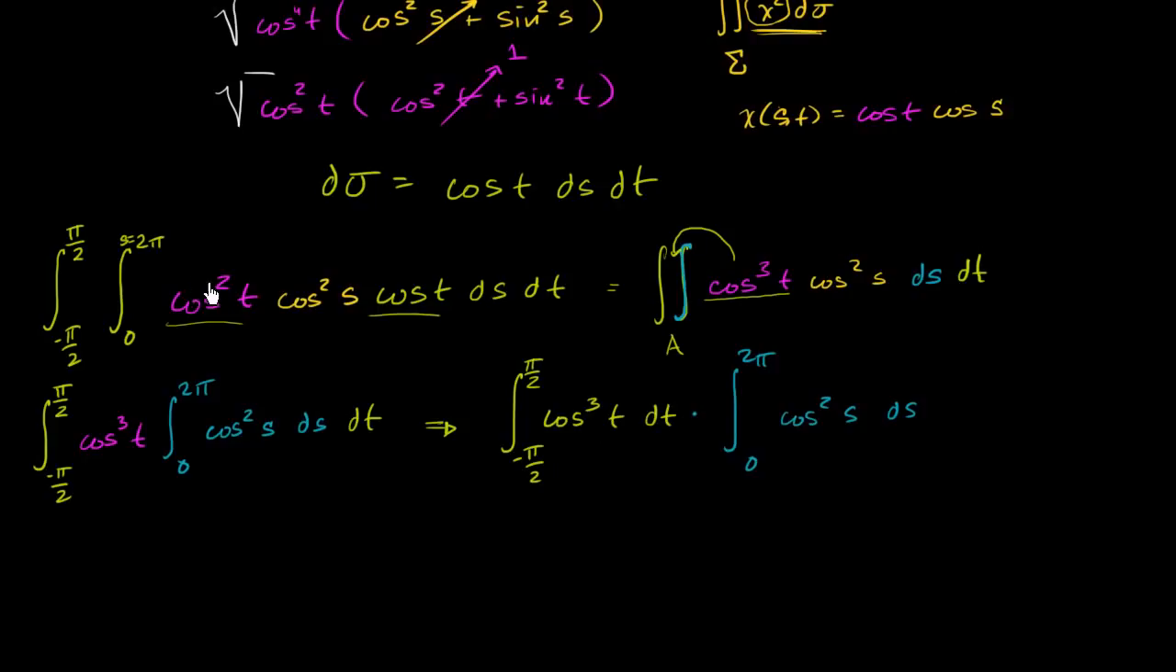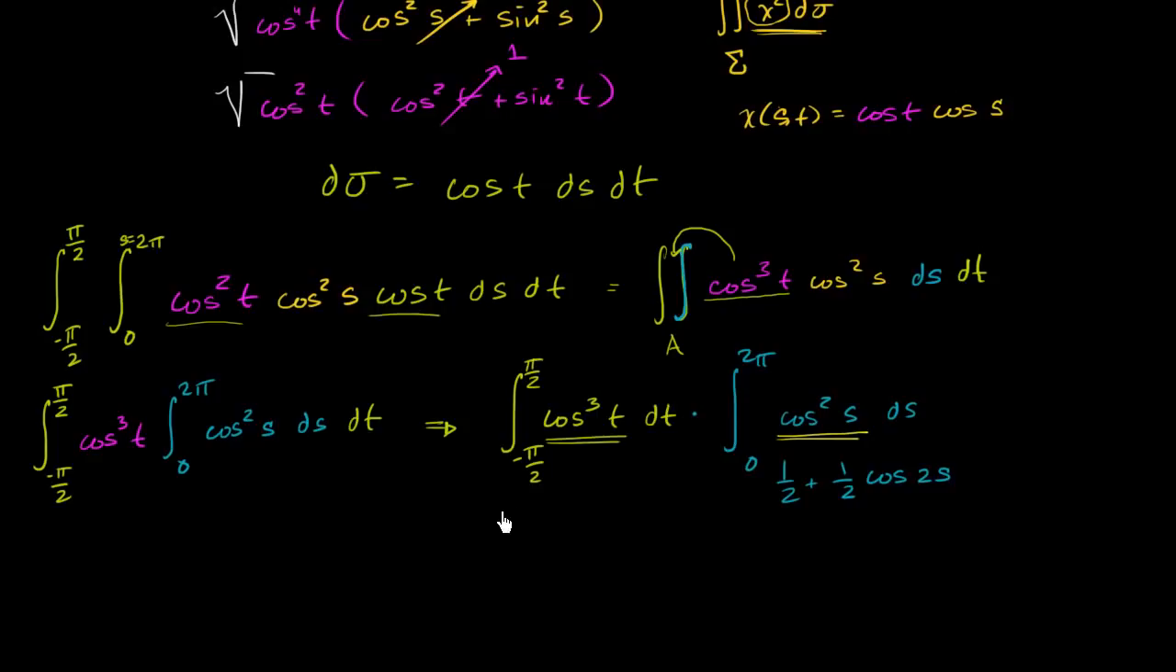Now, to solve these two integrals, we just have to resort to our trigonometry. Cosine squared of s, we can rewrite that as 1/2 plus 1/2 cosine of 2s. Actually, let me do that same blue color so we don't get confused. And cosine cubed t, well, let's see, we can factor out a cosine of t. Let me just do it both at the same time, just get all the trigonometry out of the way.